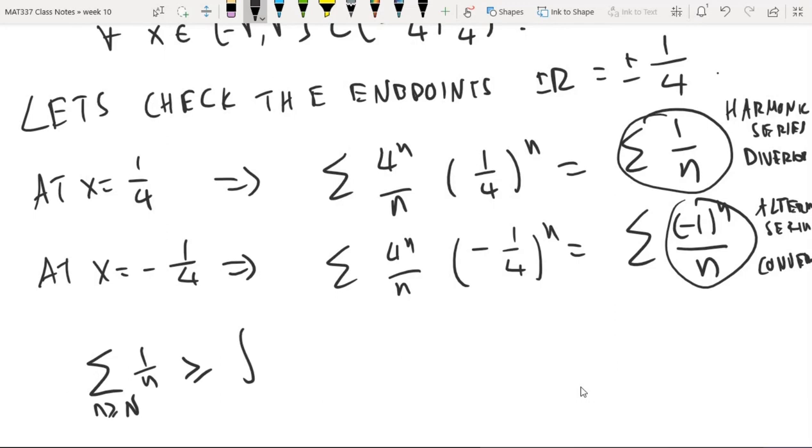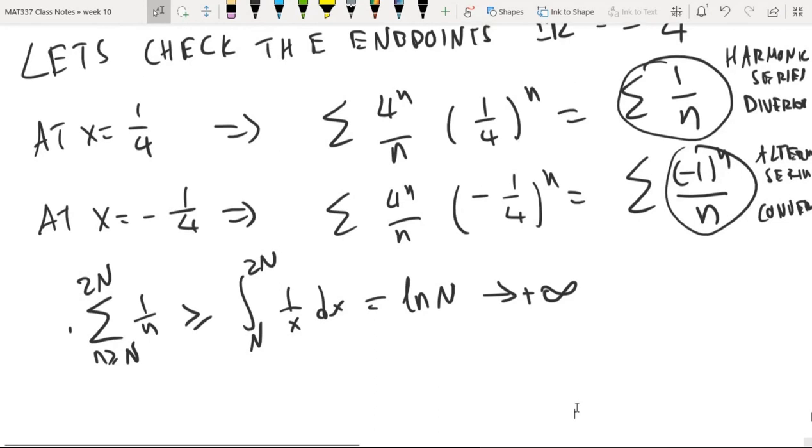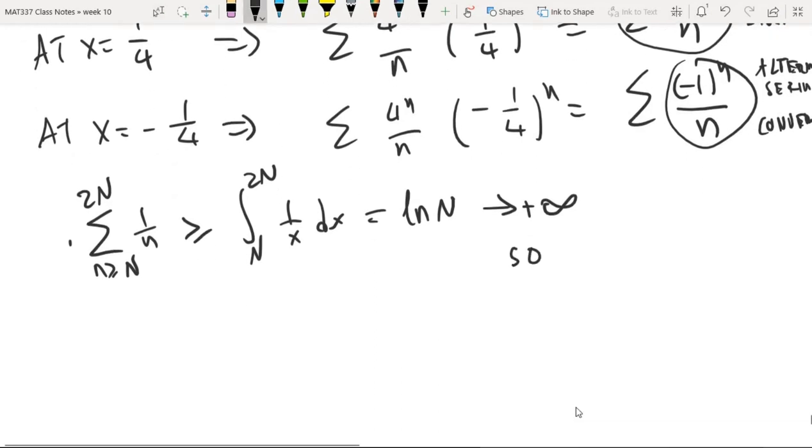This is bigger than the integral of 1/x dx, which is equal to, what do I want to say? No, it's already infinite. Let me call it 2n. So this is a log of n, which goes to infinity. So the tail sum is infinity.